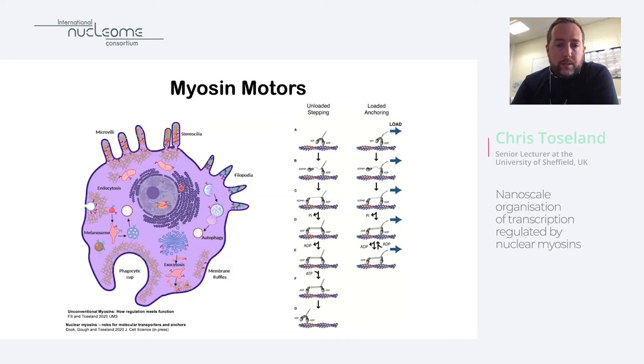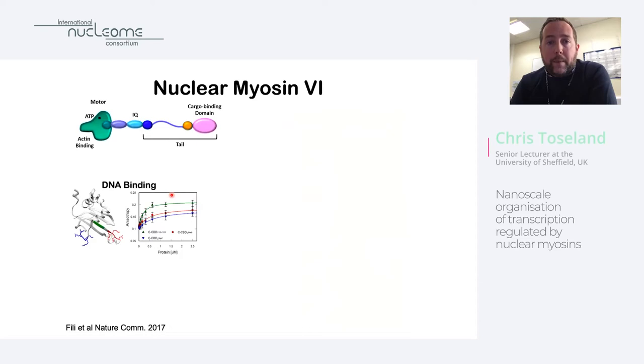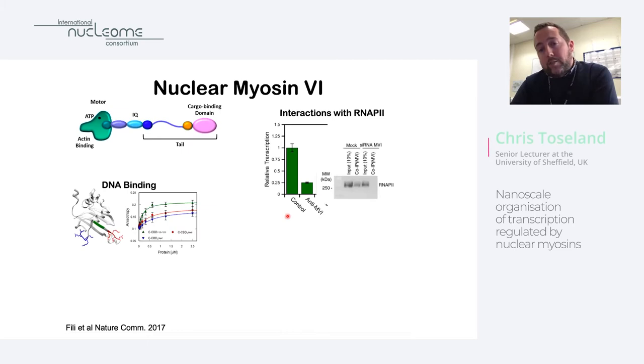Myosins have been discovered in the nucleus since the late 90s, and again, they've been associated with roles in transcription. In my lab, we focus on a myosin called myosin 6. A few years ago, we were able to show that this myosin is not only present in the nucleus, but actually has the ability to bind DNA through its C-terminal domain. We did lots of biochemistry mapping DNA binding. We did in vitro transcription experiments where we saw that if we deplete myosin 6 from cell lysates, we lose transcriptional capabilities. We looked at how the myosin interacts with RNA polymerase II. More details can be found in the paper here.